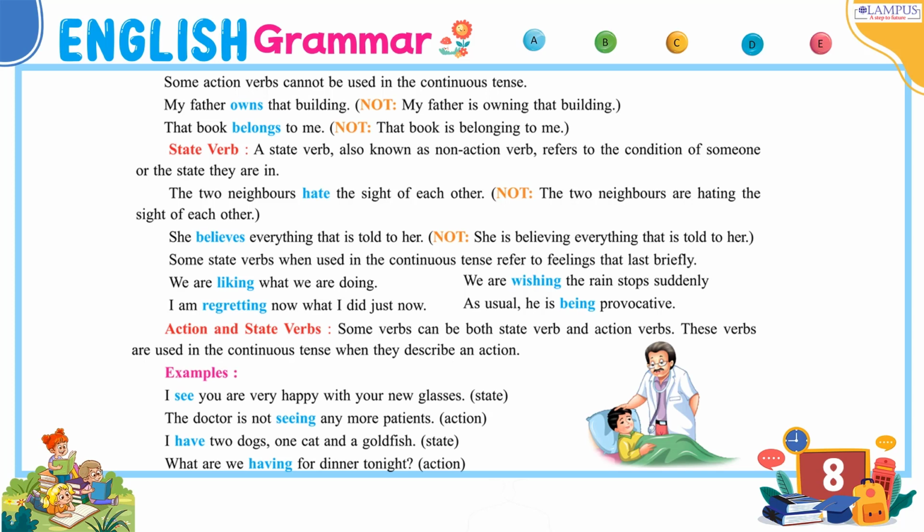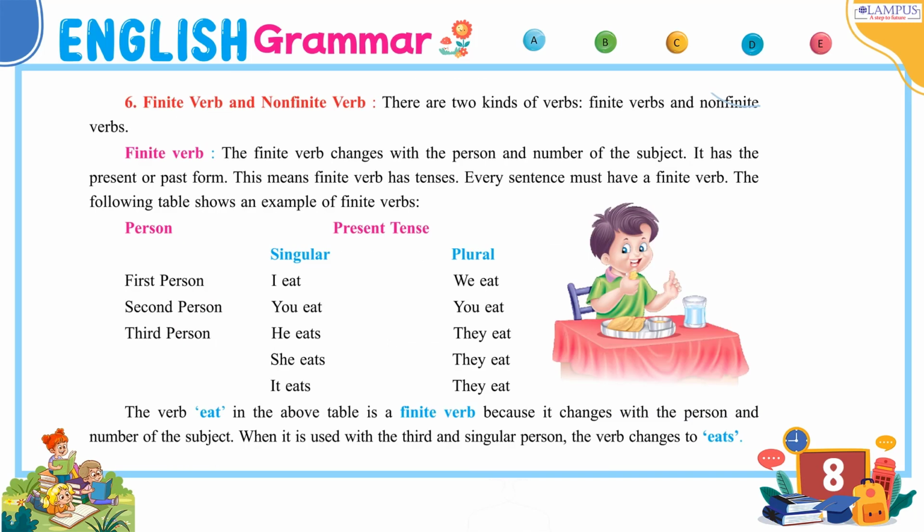Action and state verbs. Some verbs can be both state verbs and action verbs. These verbs are used in the continuous tense when they describe an action. Examples: I see you are very happy with your new glasses. State: the doctor is not seeing any more patients. Action: I have 2 dogs, 1 cat and a goldfish. State: what are we having for dinner tonight? Action.